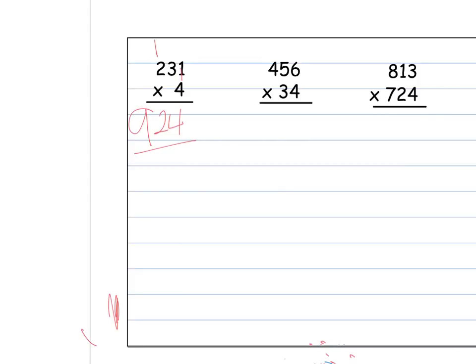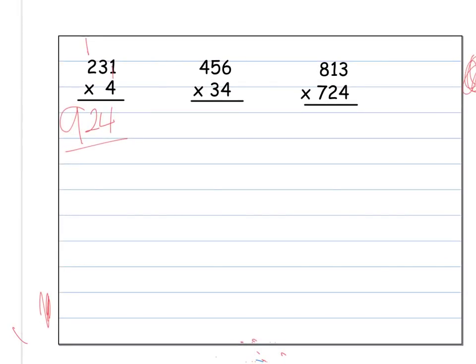Okay. Next one, start with the 4 on the second number. Multiply it to each of them. 4 times 6 is 24. Regroup the 2. 4 times 5 is 20, plus 2 is 22. 4 times 4 is 16, plus 2 is 18.